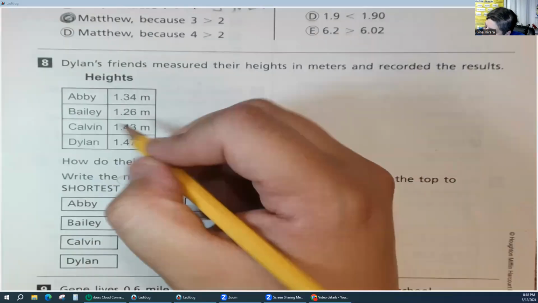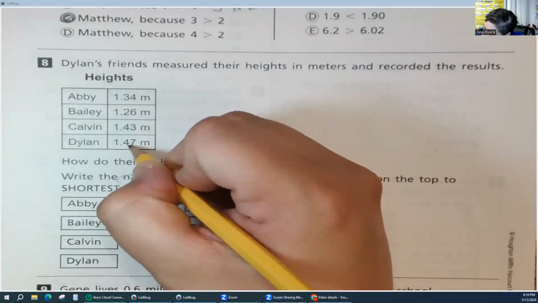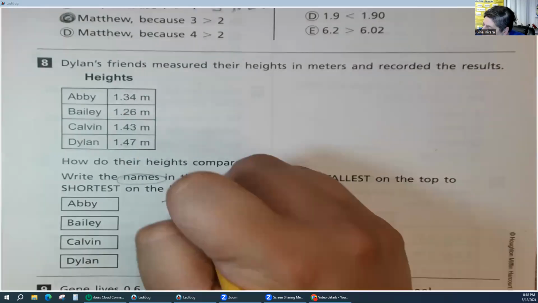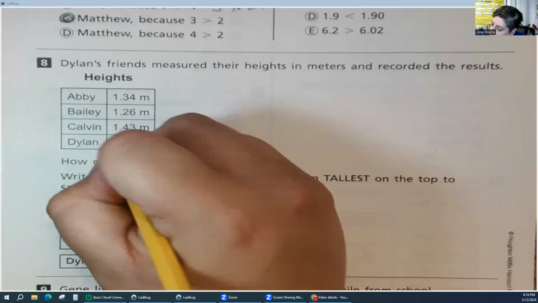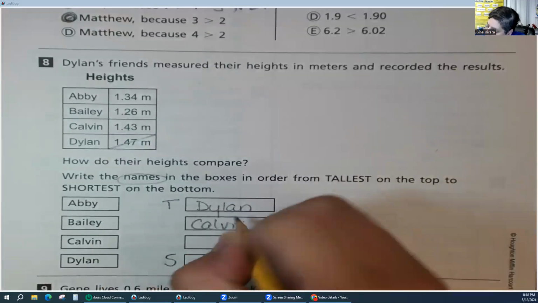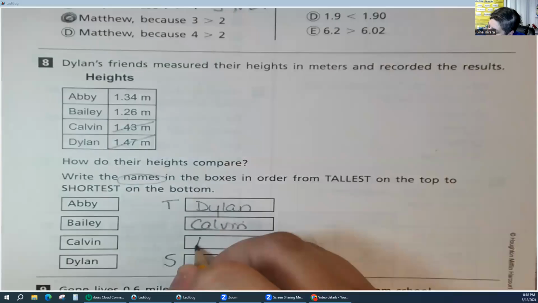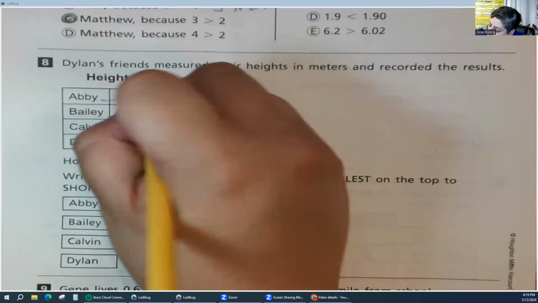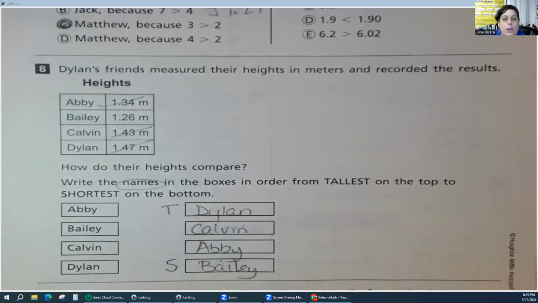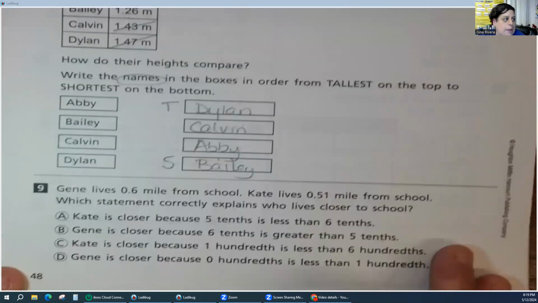The tallest person here looks like it's this 47, because they're all that 1, but that 47 is the bigger number. So Dylan is my tallest person. I'm going to take him out. Then Calvin is my next one. After Calvin, I have Abby. And then my shortest is Bailey. There we go, because I put those decimals in order from tallest to shortest, or largest to least. Okay, that's the same thing.